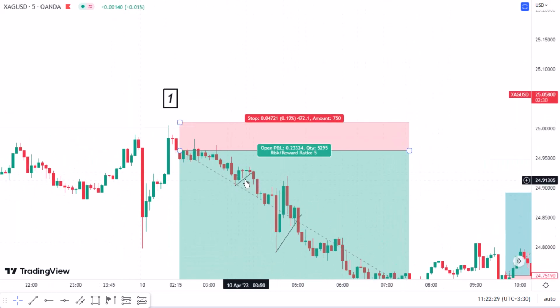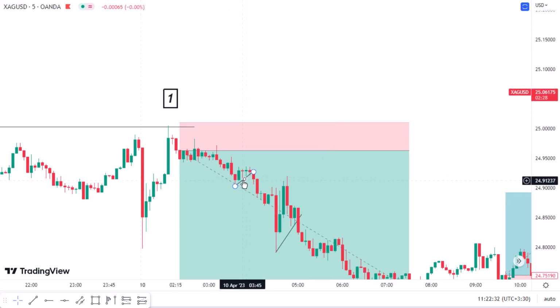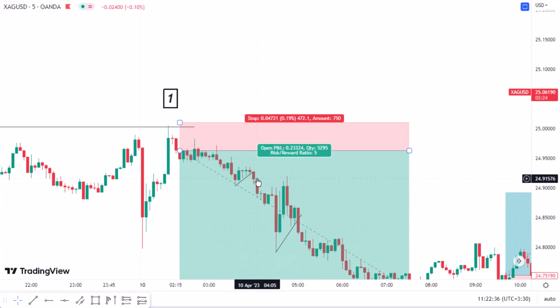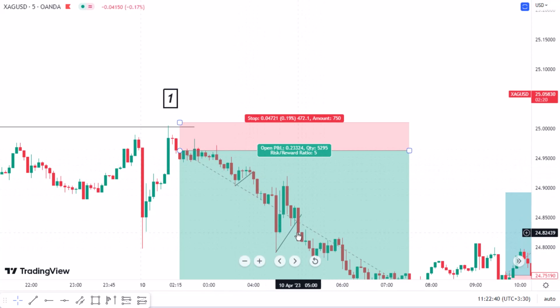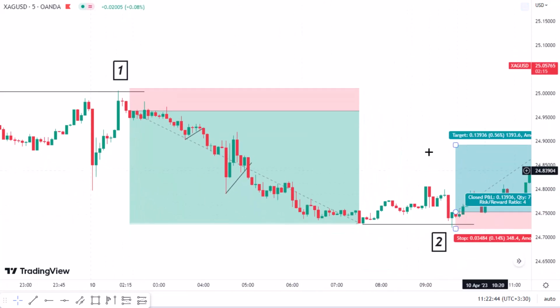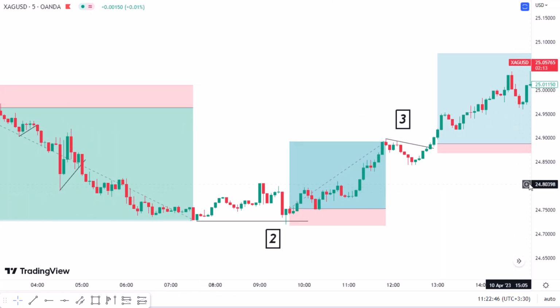And we had the chance to enter a sell position on the break of these trend lines too here. We could have entered here, set our stop loss above the candles and look for reward 2. We could also enter here and put our stop loss above the candle and look for reward 2.